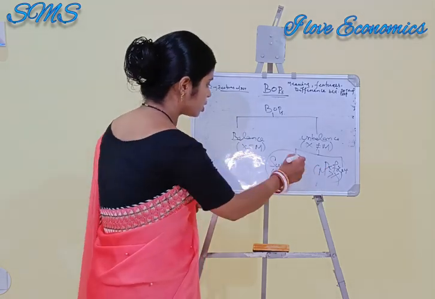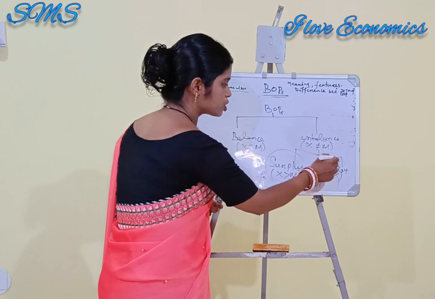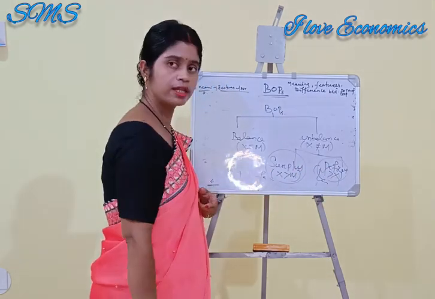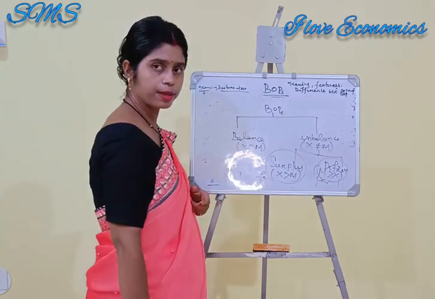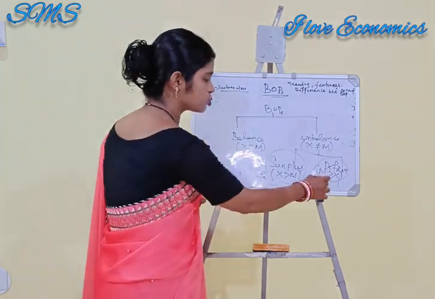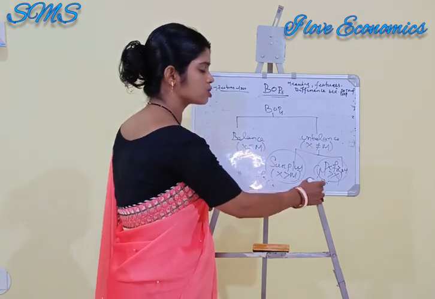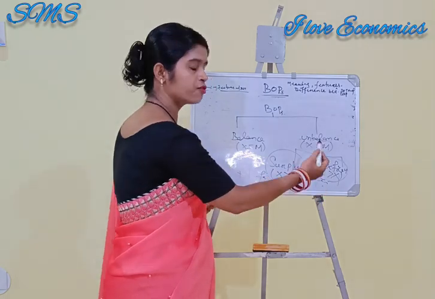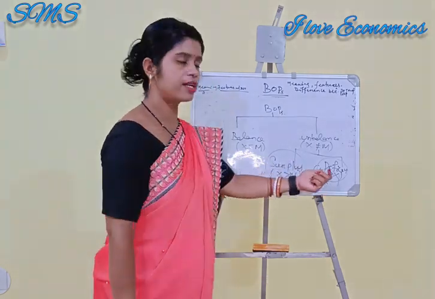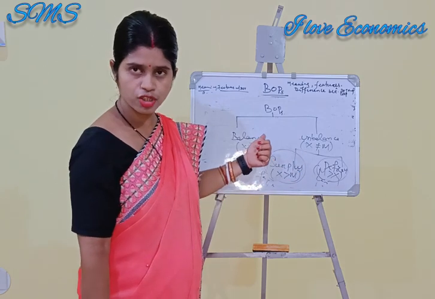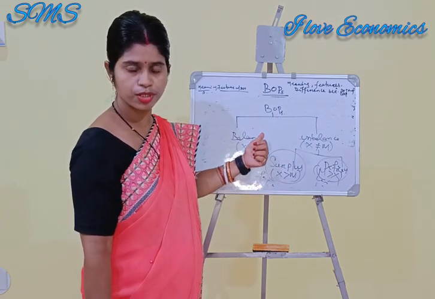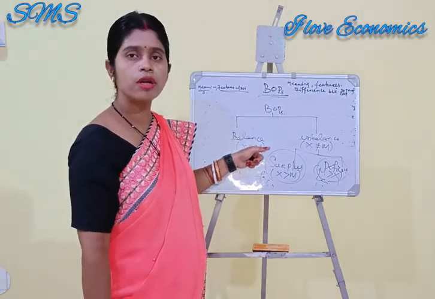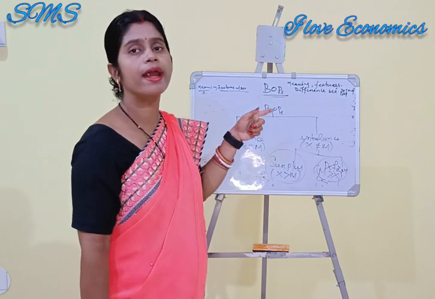And surplus means this is the favorable side. Deficit means this is the unfavorable side. Surplus means the positive side, and deficit means the negative side. That means this is plus, this is minus. This is credit side, this is debit side. This is surplus, this is deficit. This is favorable, this is unfavorable. There is a credit side, there is a debit side. That's why I have always told you about the double entry bookkeeping system, which is the most important feature of the balance of payment. And a similar diagram is also here for the balance of trade.